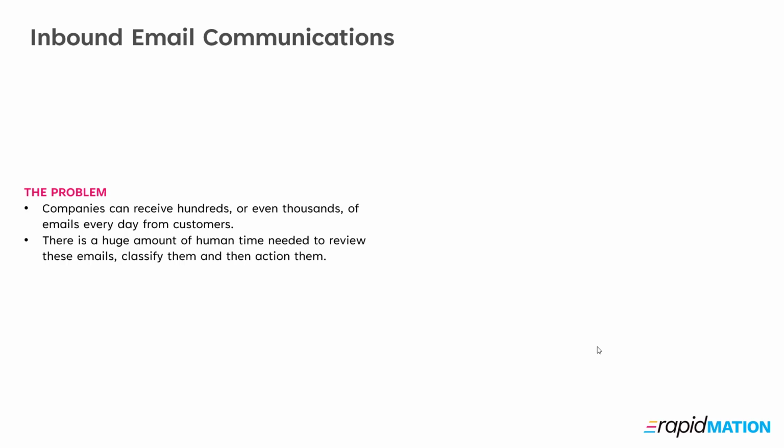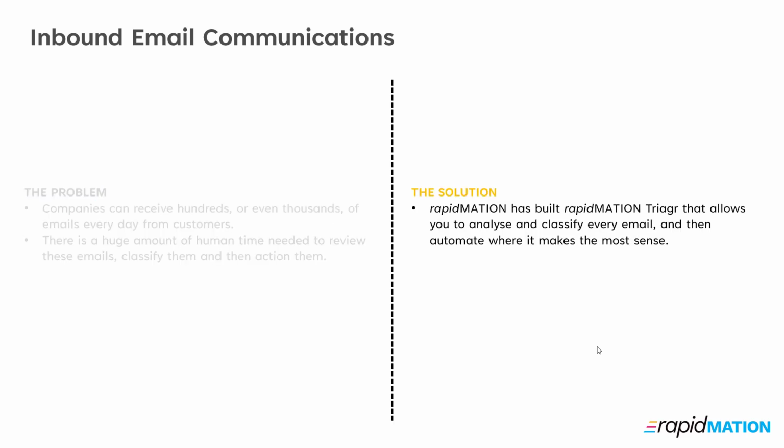Today we're going to be talking about inbound email communications. The problem we often see at companies that we work with is that companies can often receive hundreds, if not thousands, of inbound email communications every single day. This means there's a huge amount of human time needed to review these emails, classify them, and then action them. So in order to solve this problem, rapidMATION has created a solution called rapidMATION Triagr.